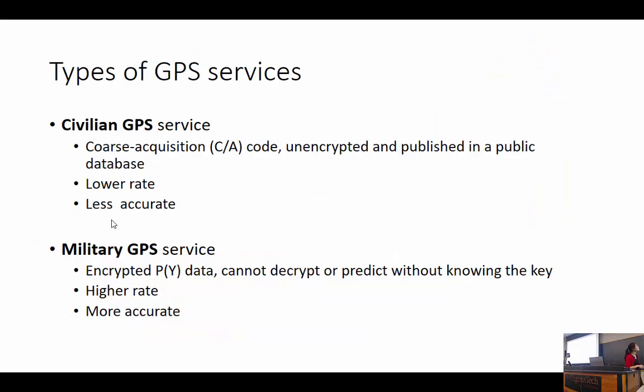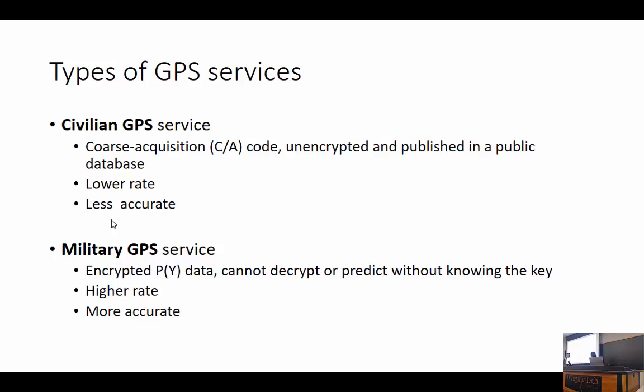There are 2 types of GPS services provided. One is the civilian GPS service, which provides a coarse localization result. The spreading code it uses is called the coarse acquisition code, and it's an unencrypted version of the GPS service. The format of the signals and the spreading code they use are all published in a public database. Everybody can view it, and this GPS signal is transmitted at a lower rate and is less accurate.